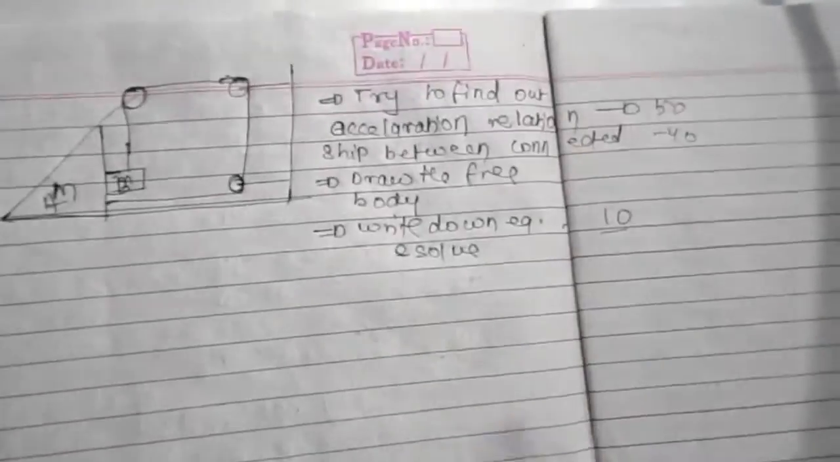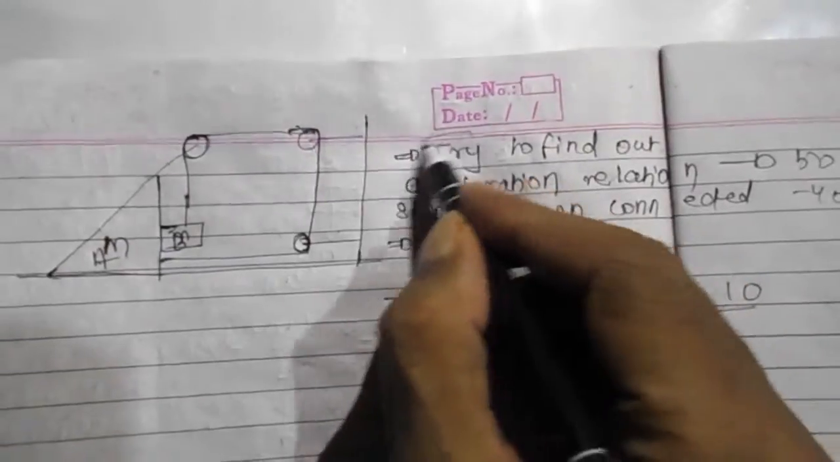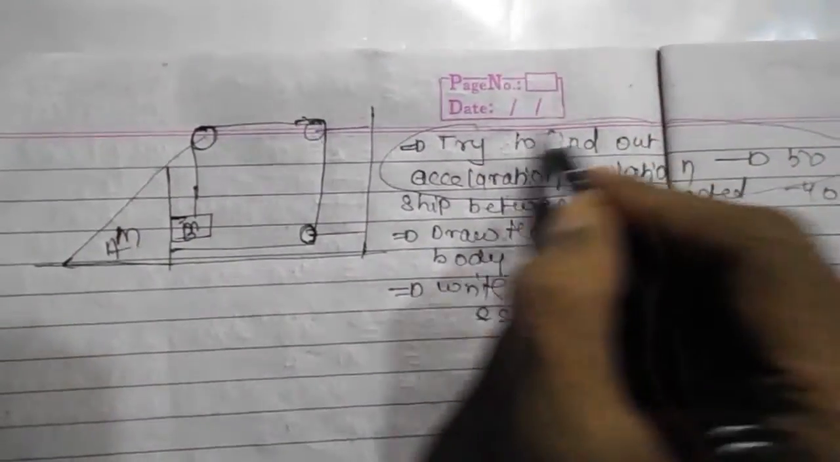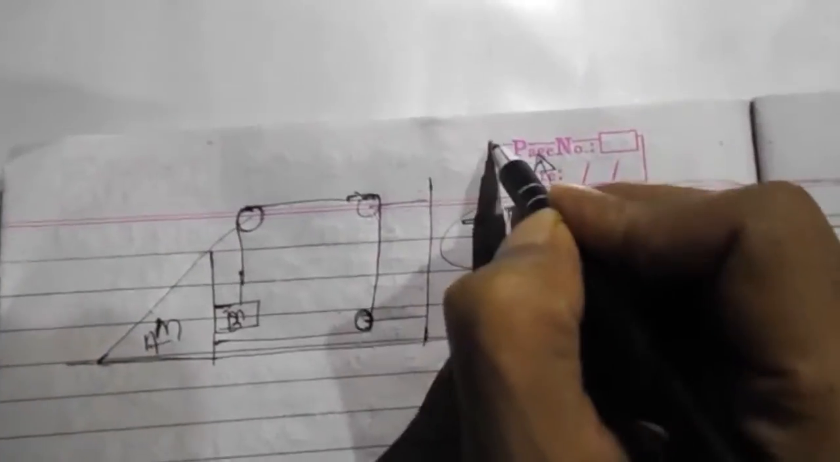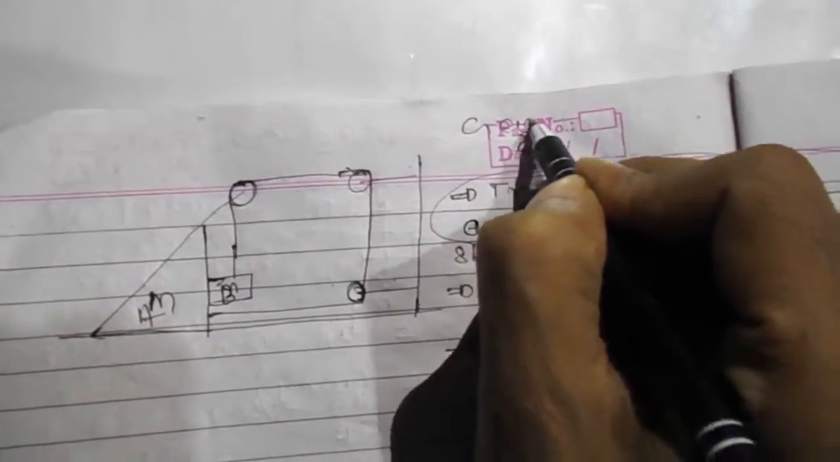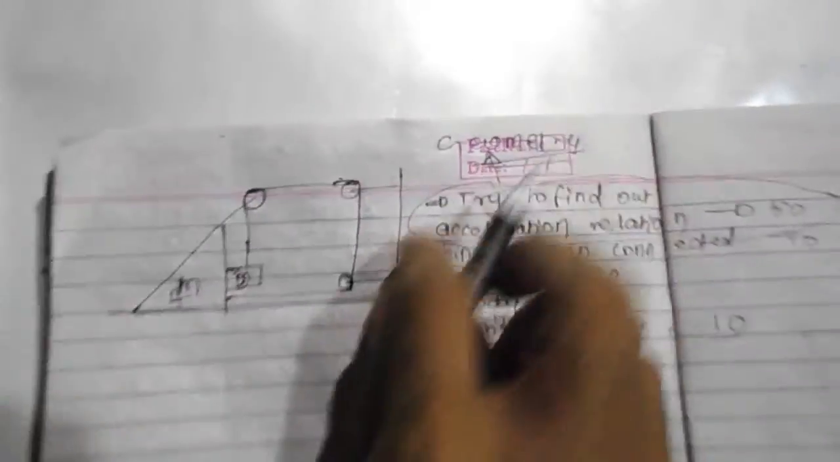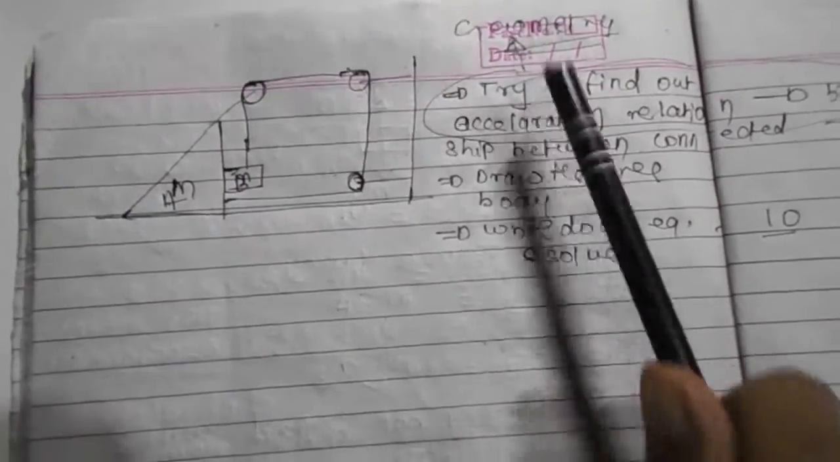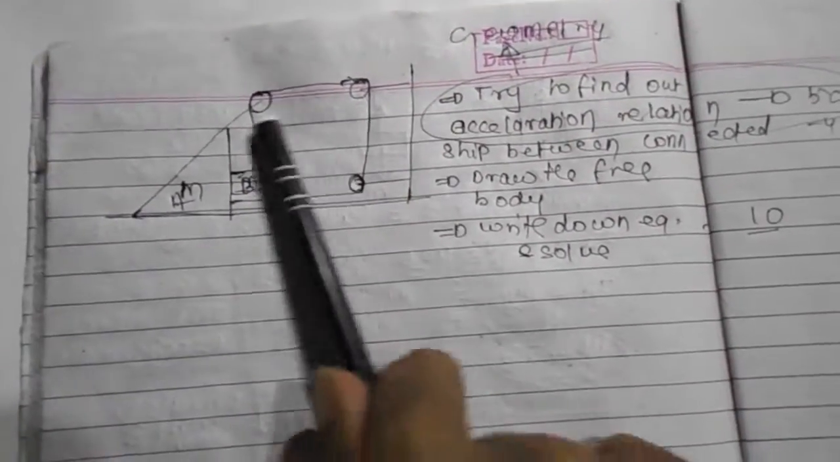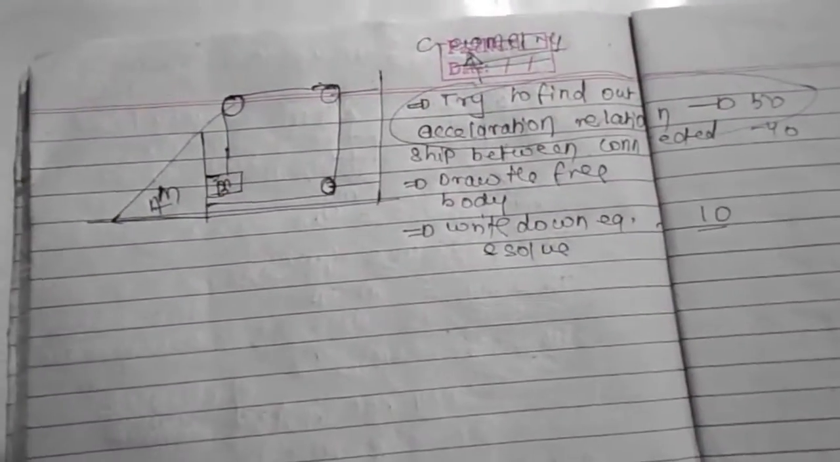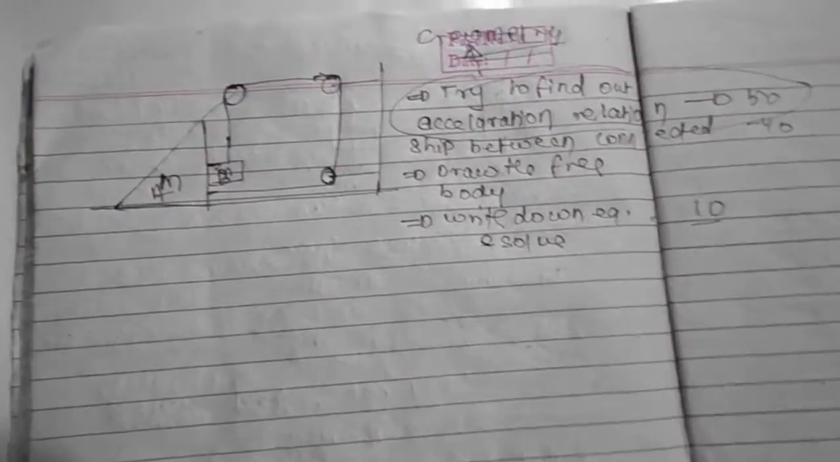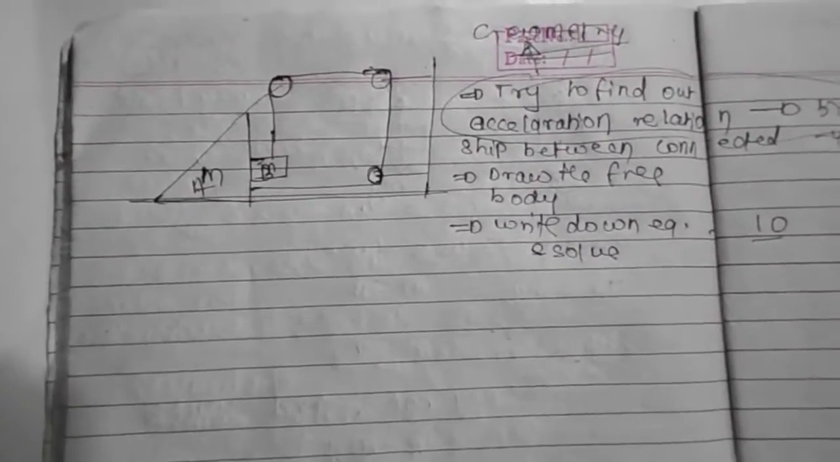Okay guys, and how will we find the acceleration relationship between connected bodies? With the help of geometry. Who is going to help us in this? Geometry, class 10 geometry. So if you have passed class 10, you are able to handle such problems, and these are simple problems. So let's see.